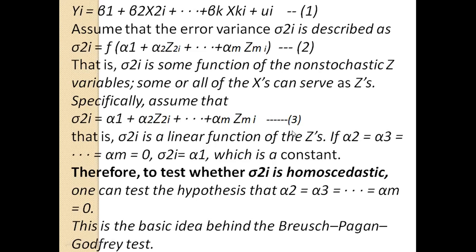If the alpha 2 coefficient value, alpha 3 coefficient value up to alpha m values are not equal to 0, nothing but it may be more than 0, it means it may be positive, it may be negative. For example, it may influence negatively or positively. So in that case, when we get alpha 2, alpha 3 up to alpha m values not equal to 0, we will conclude that this particular model is suffering from heteroscedasticity problem.